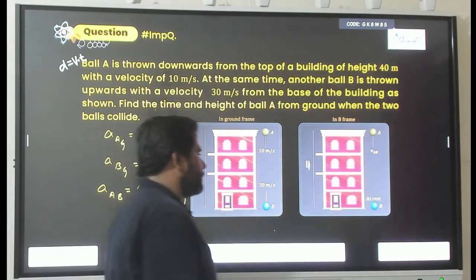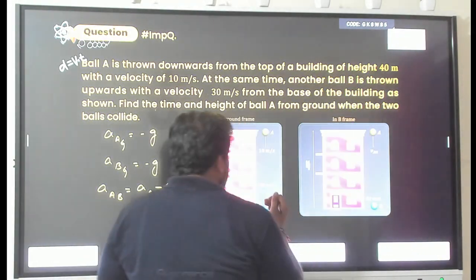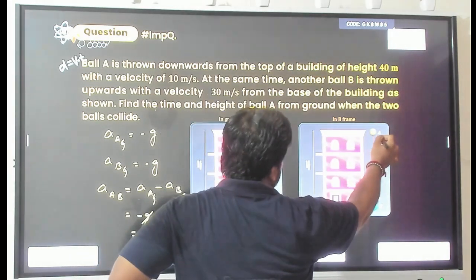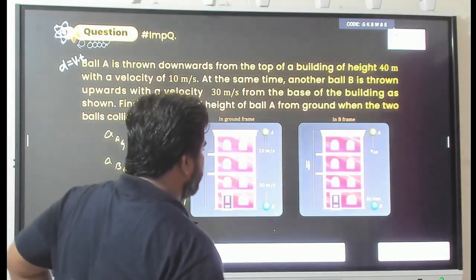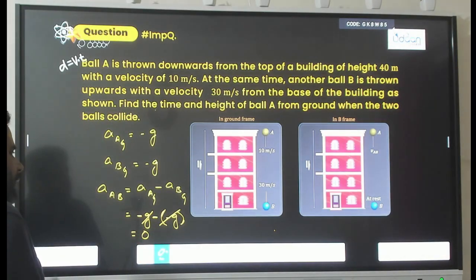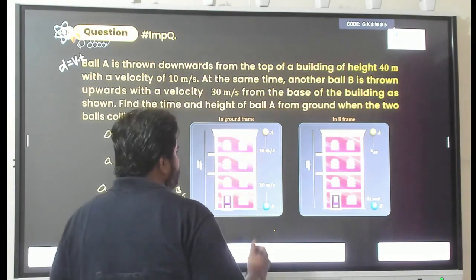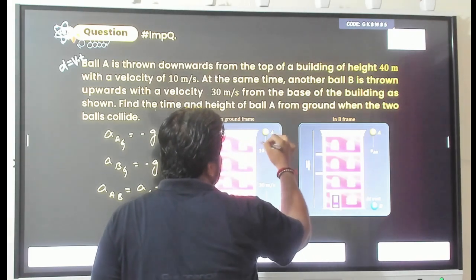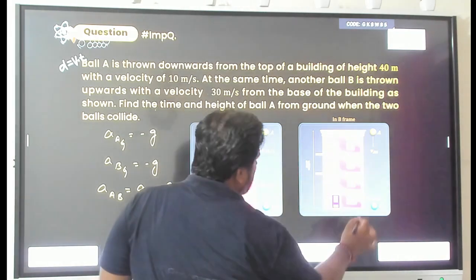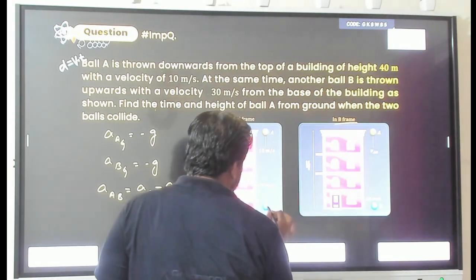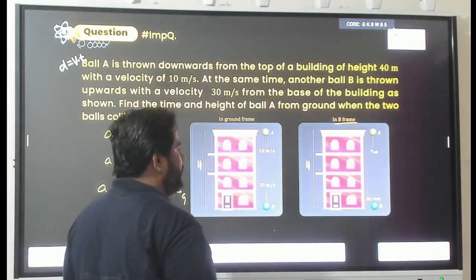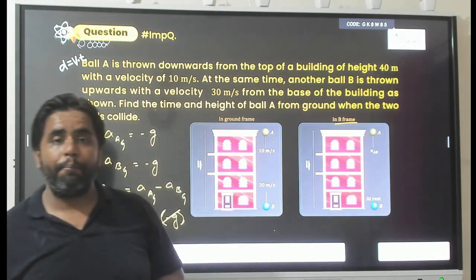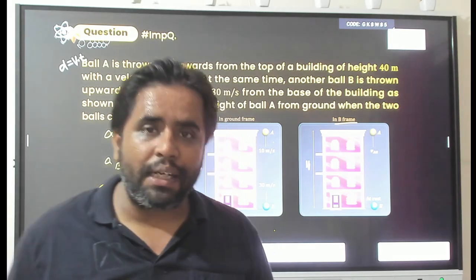See here, I am considering the B frame, so we are making the B frame be at rest. In the B frame, you need to make the velocity of B stop. To make it stop, what value do I need to add? We need to add minus 30 meter per second, right?